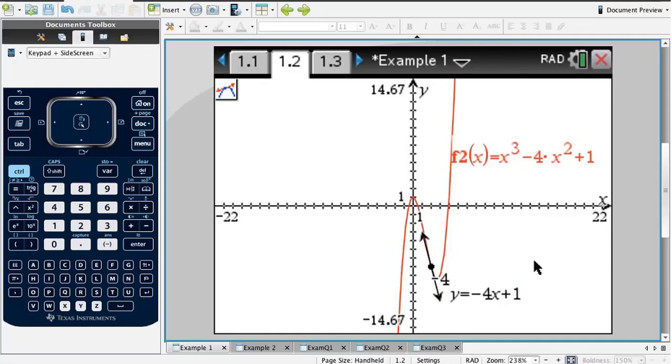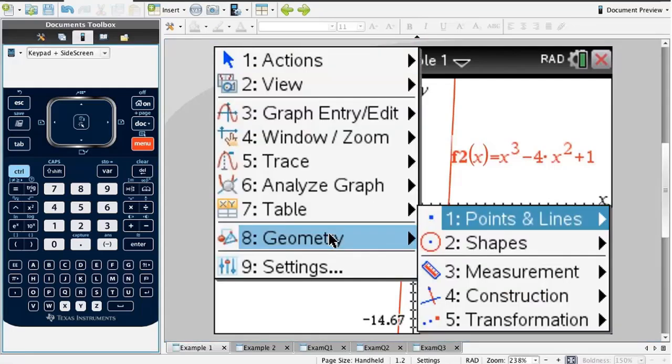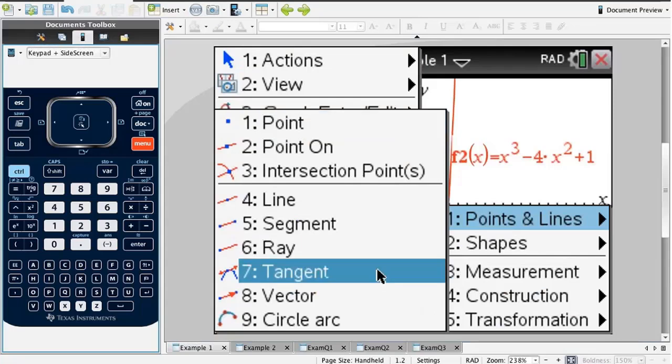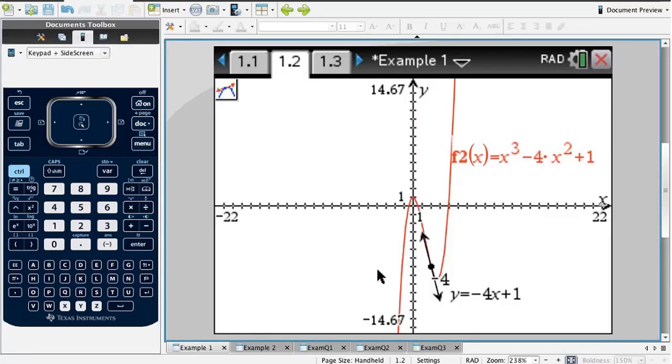Before I go any further, I just want to show you what else you can do with the tangent. If I say menu, geometry, points and lines, tangents, and I'm not sure where I want it, I just click the curve of this graph and put it in a random place. There's the tangent at that point. What's kind of cool is I can grab this point and drag it around the curve, and the tangent changes. I go up, up, up, and look at this right here, it's the maximum, horizontal, and then go down again, horizontal, up.